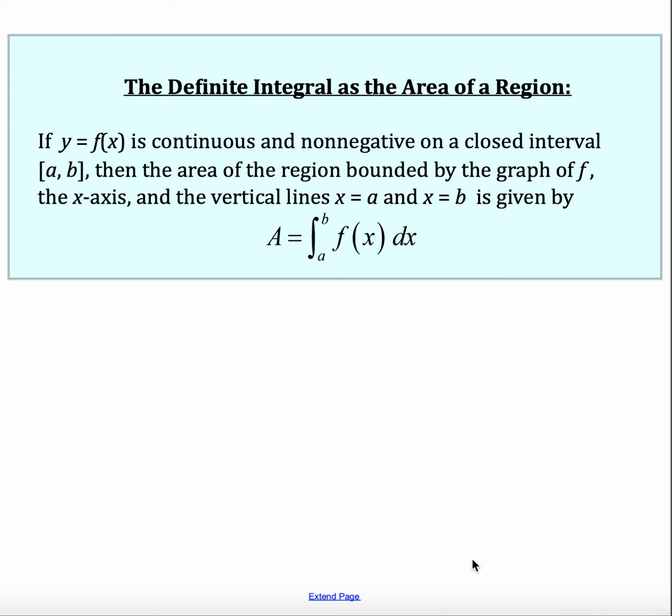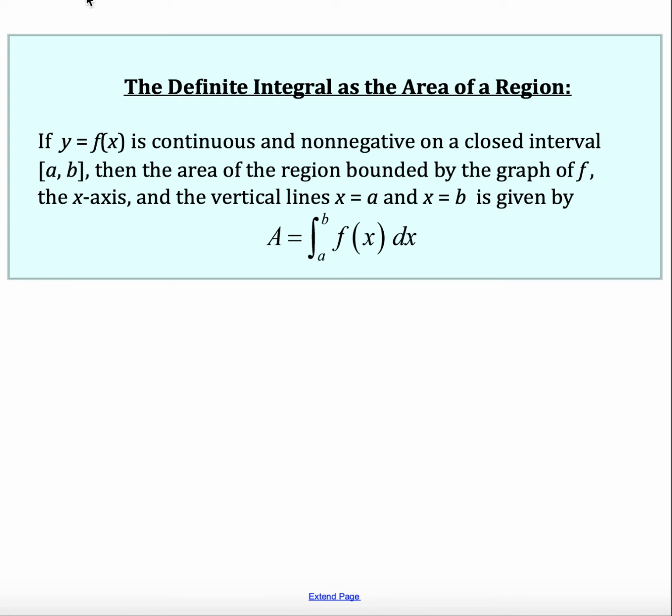All right, guys. This is going to be section 6.4, which are properties of integrals. We start with the definition, just saying that the integral is the area of a region. So if y is equal to f of x is continuous and non-negative on a closed interval [a, b], then the area of the region bounded by the graph of f, the x-axis and the vertical lines x is equal to a and x is equal to b, is given by this, right?